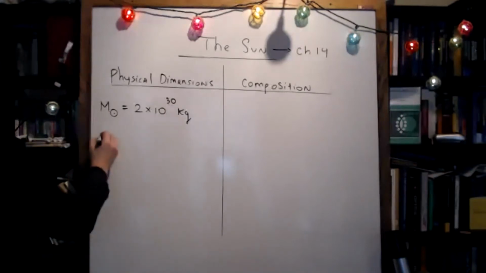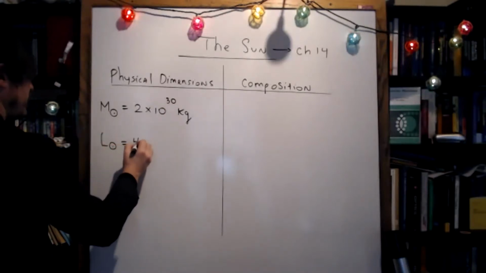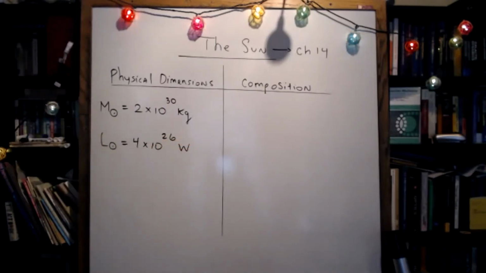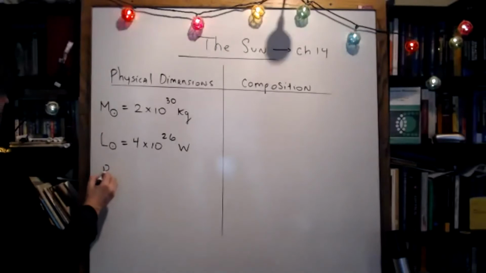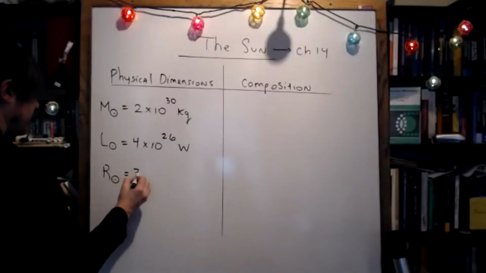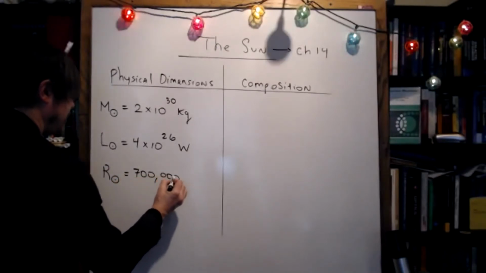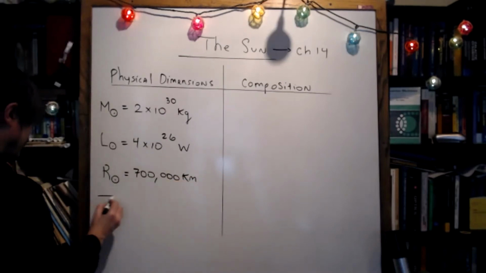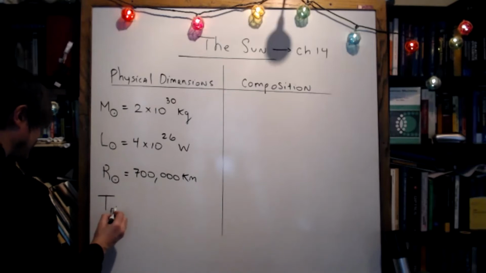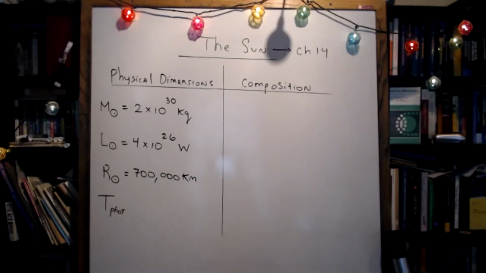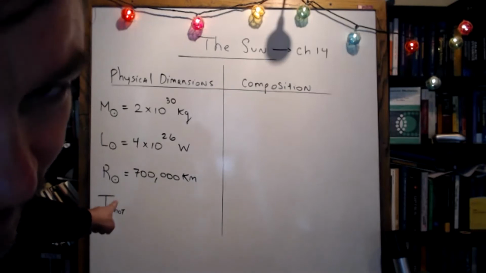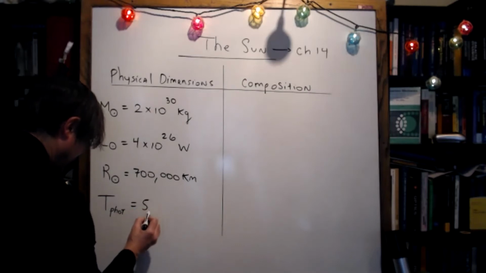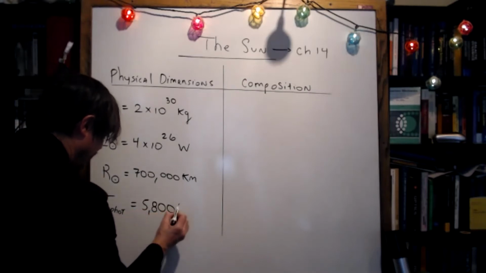The luminosity of the sun, 4 times 10 to the 26 watts. The radius of the sun, 700,000 kilometers. And the temperature at the surface of the sun, the temperature of the photosphere, which I'm going to call T subscript phot, is 5,800 Kelvin.